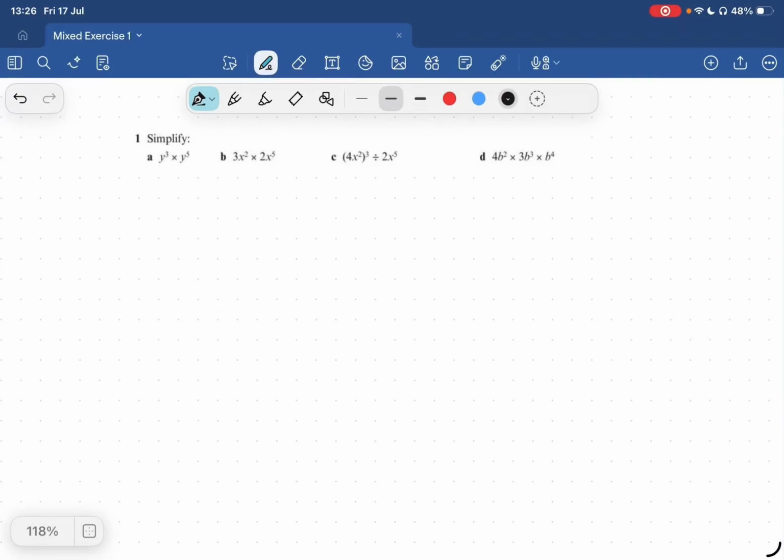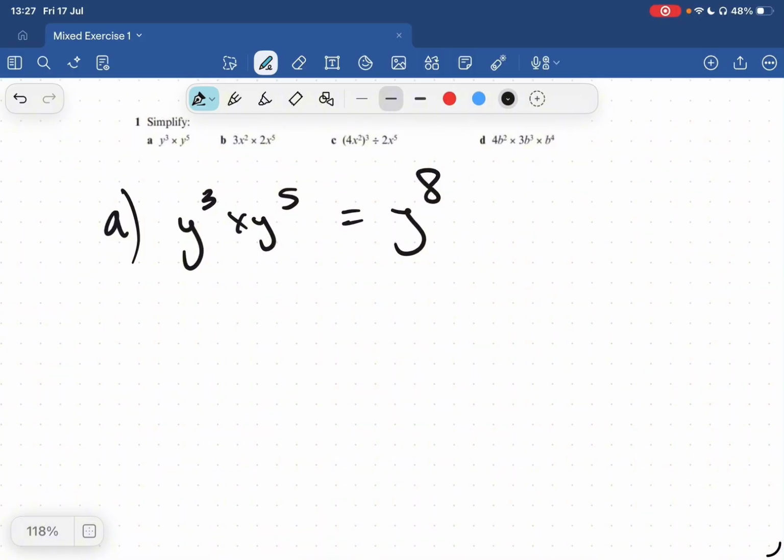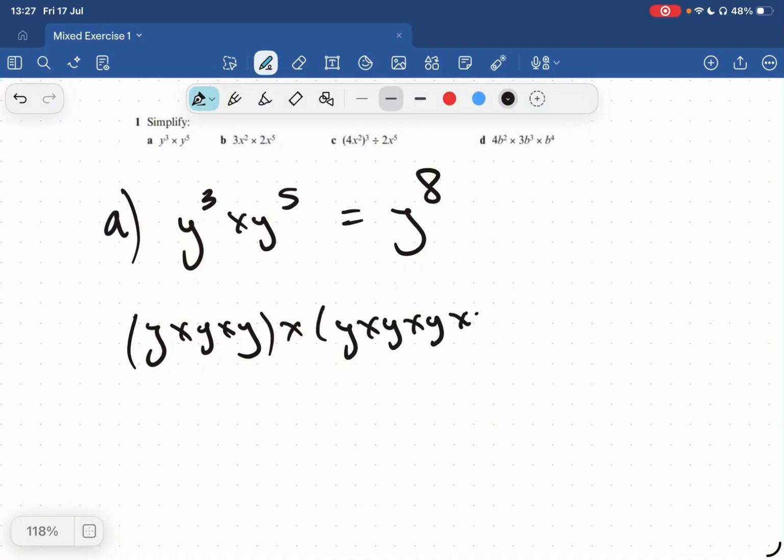Here we have question 1, and it's making sure we know our indices laws. So when we've got y cubed times y to the 5, we need to add the top numbers. Why is that? Well, it's y times y times y times y times y times y times y. So you've got 3 y's times 5 y's, so there's 8 y's.